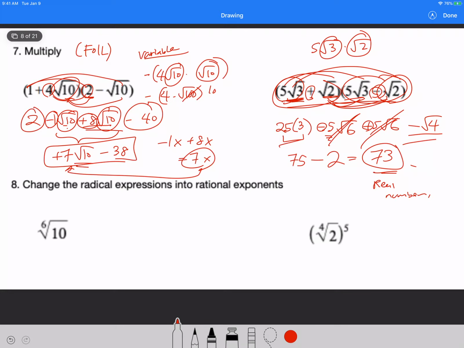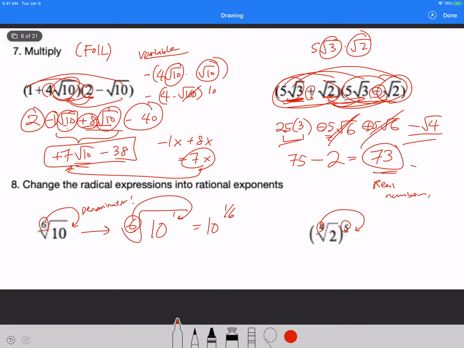All right, number 8, change the radical expressions into rational exponents. Remember, whatever this number is, just put it as your denominator. So denominator of what? Well, this is the same thing as saying 6th root of 10 to the first power. So putting 6 underneath that will give you 10 to the 1 over 6. For this one, the numerator is 5, so put the 4 underneath it, so you get 2 to the power of 4 over 5.